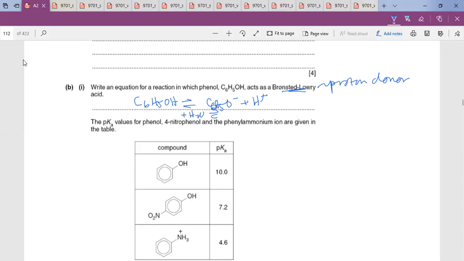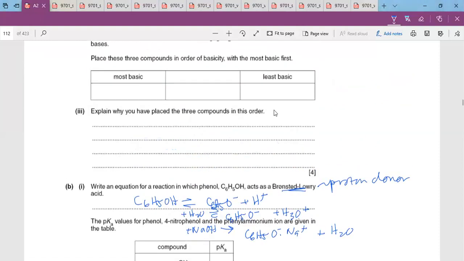Same thing here, use C6H5OH plus water gives C6H5O minus plus your H3O positive. Or plus a base, plus NaOH also can. It is very reactive, giving C6H5O minus Na plus, sodium phenoxide, plus your water. All this can be done, up to you, because it's just a proton donor. So I told you here to compare with the 3. Now let's go to our theory, page 18, down here.